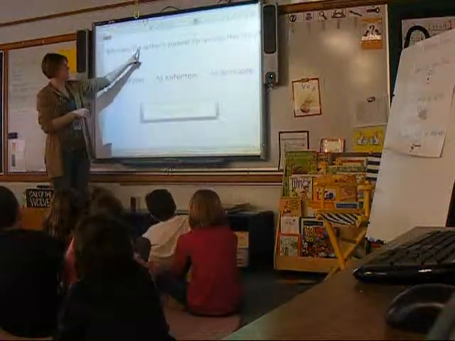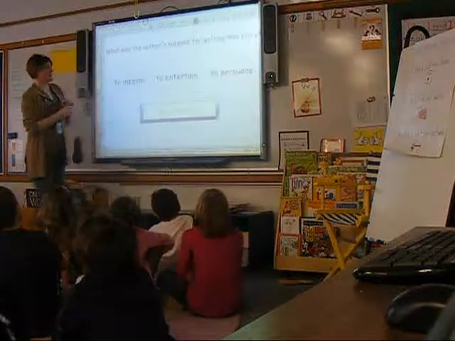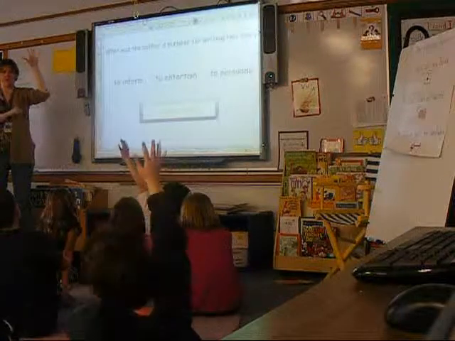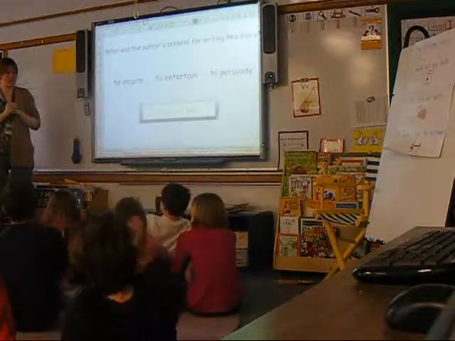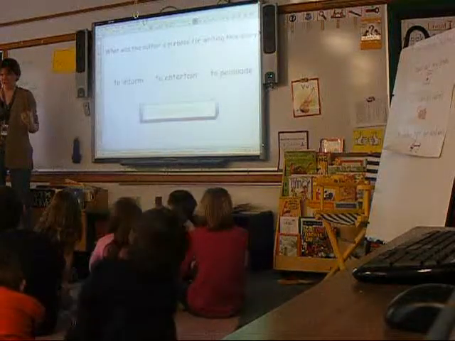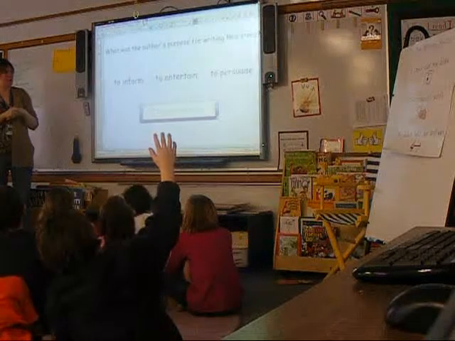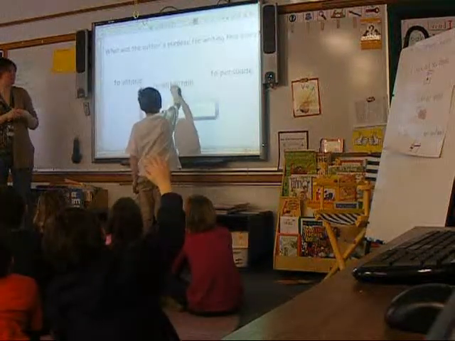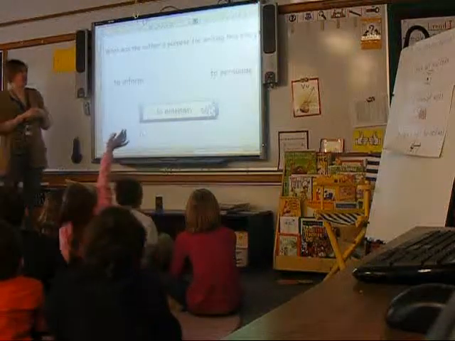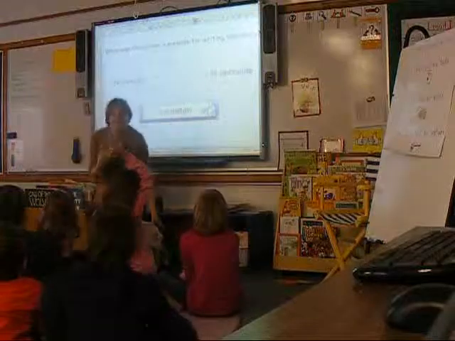What was the author's purpose for writing this story? Raise your hand if you think you know what the author's purpose was. Jacob? To entertain. Were they trying to tell you any facts about anything? No? Okay, Jacob, can you come up here and find the words to entertain and drag it down and see if you're right? Good job. All right.